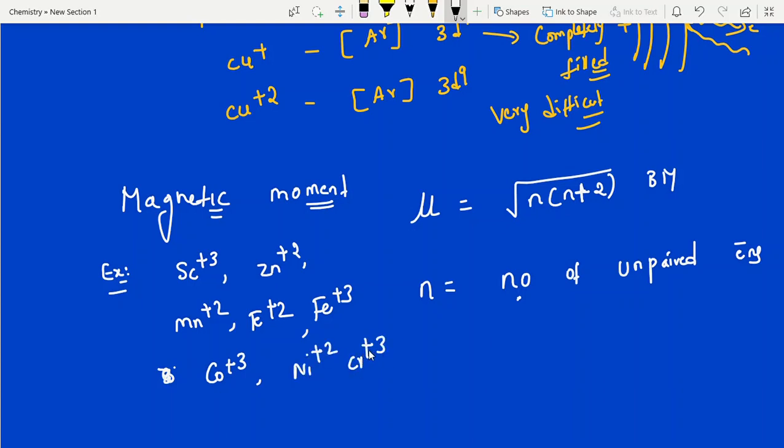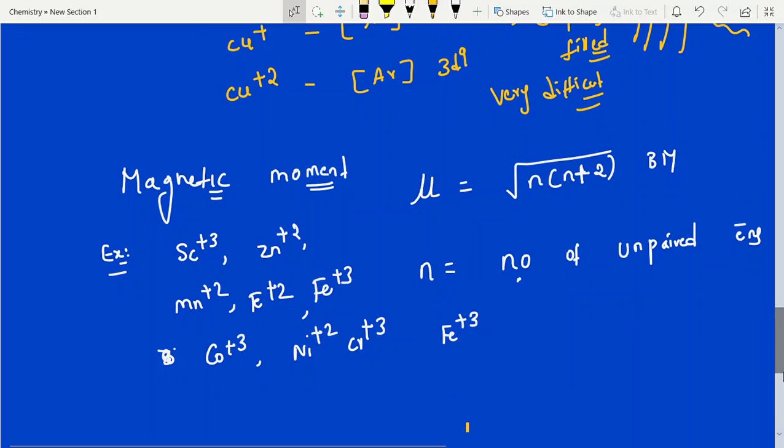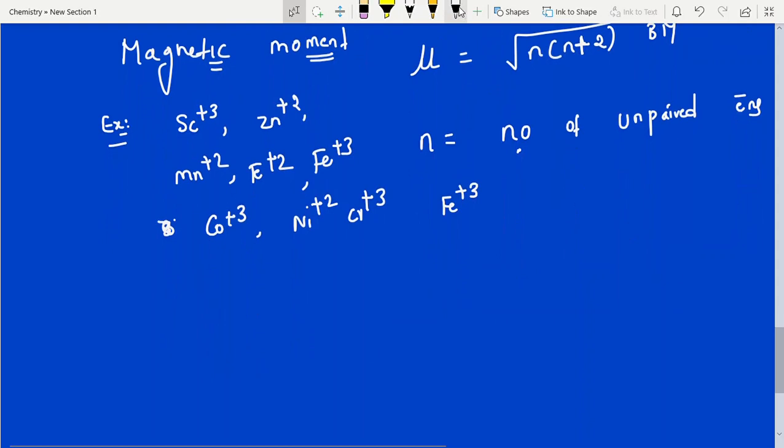These are all the cases, but don't worry, there is a simple shortcut to calculate the number of unpaired electrons. First let me take iron plus 3, students. First of all, you have to learn the atomic numbers of the 3d series. Everybody must learn them. You can watch the electronic configuration video to get a good idea. This is a short revision.